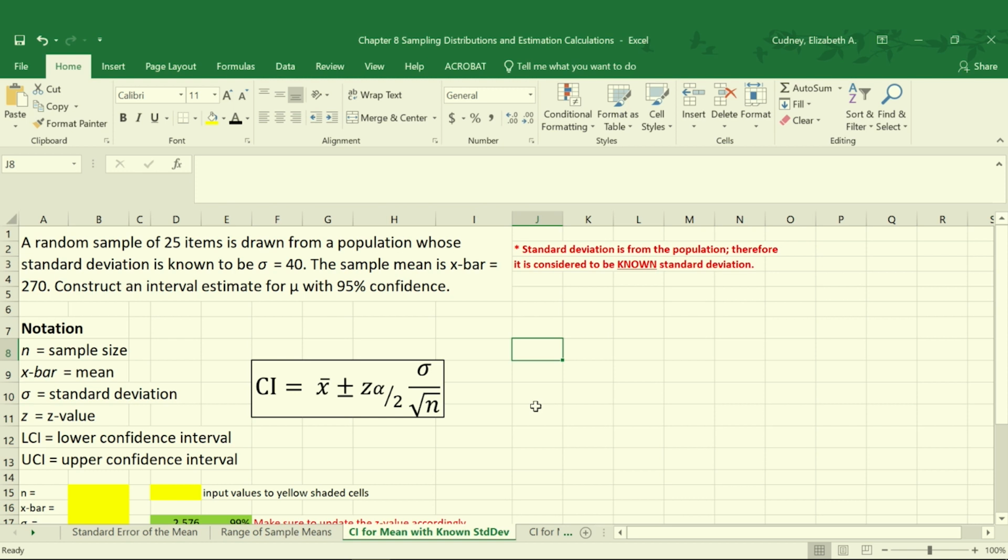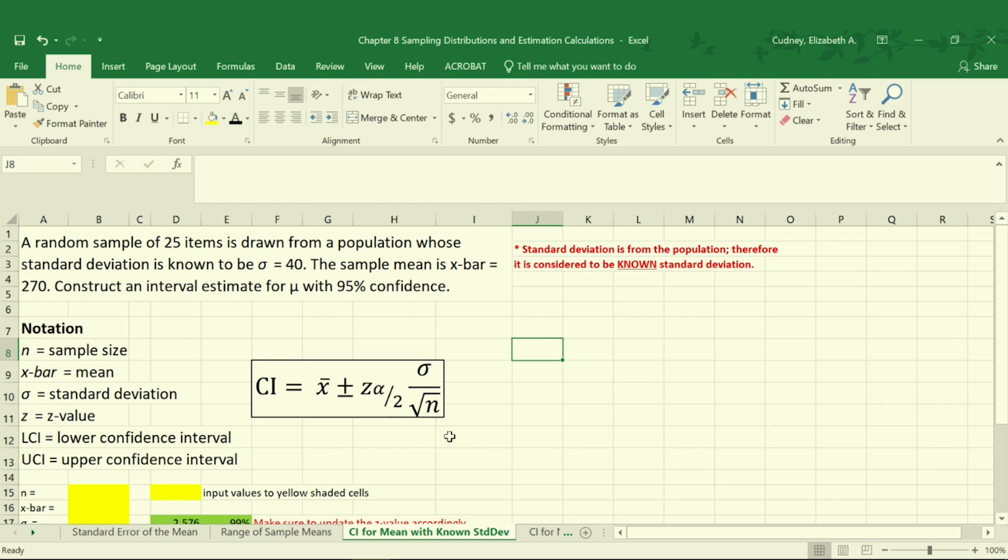In this example, we have a random sample of 25 items that is drawn from a population whose standard deviation is known to be 40. So again, in this case, it's considered known because we're using information from a population to calculate our standard deviation. The sample mean is X bar, our average, which is equal to 270. And we can use this information to construct an interval estimate for our mean, our mu, with 95% confidence.